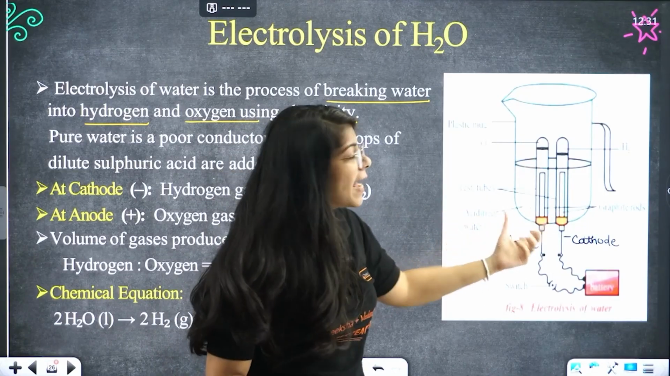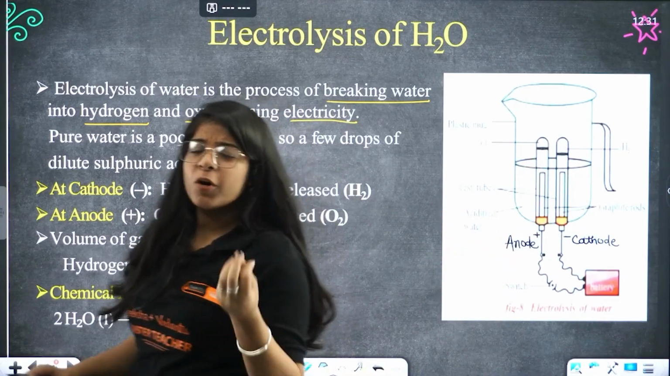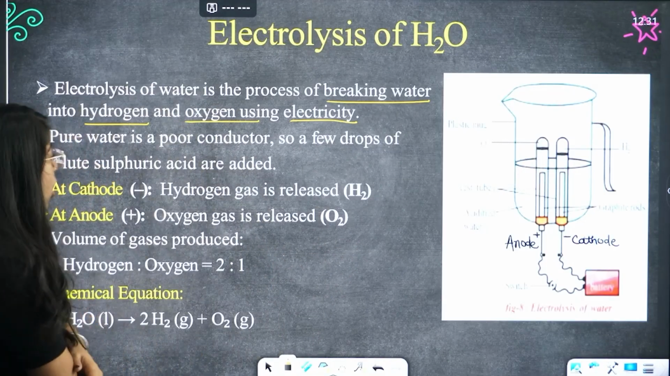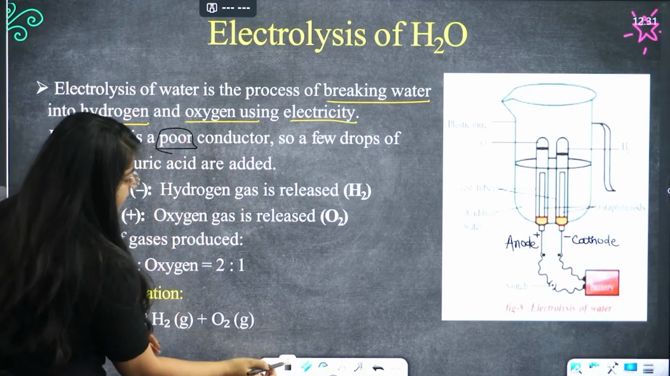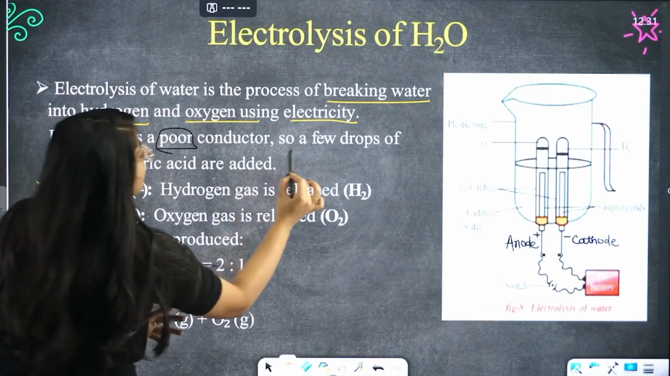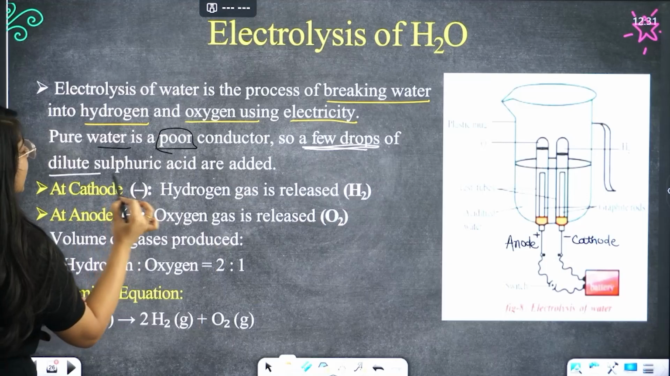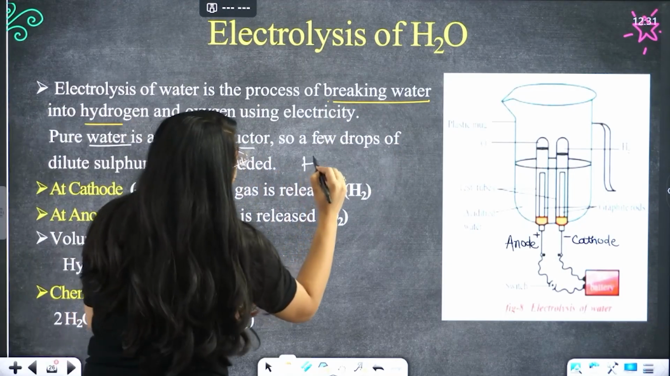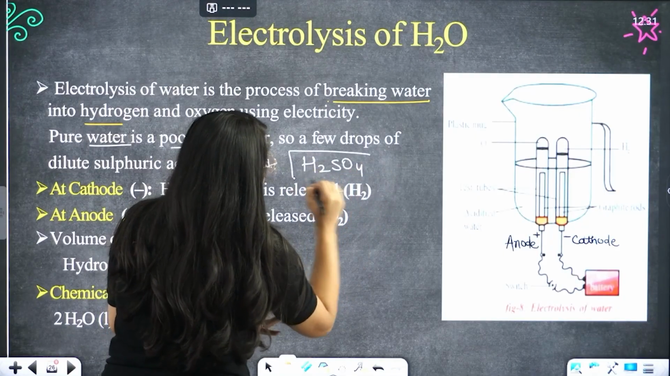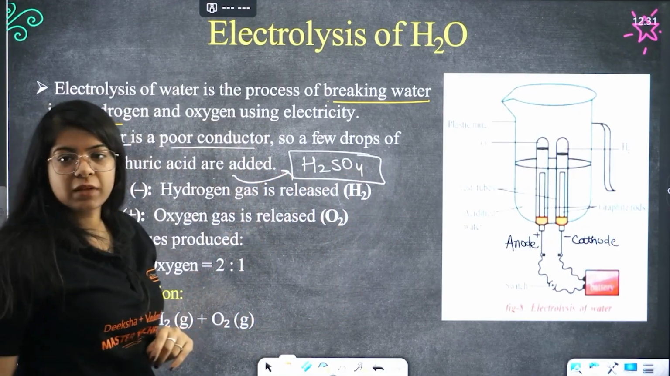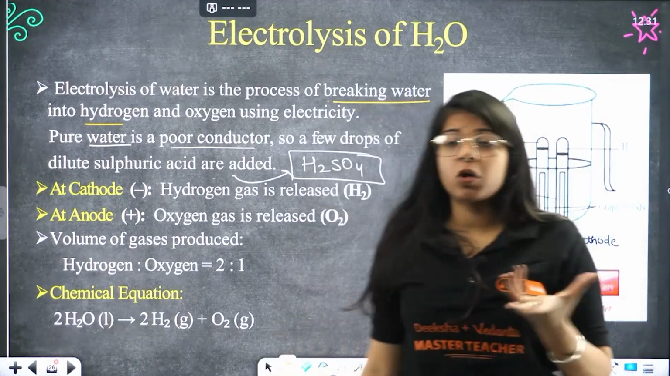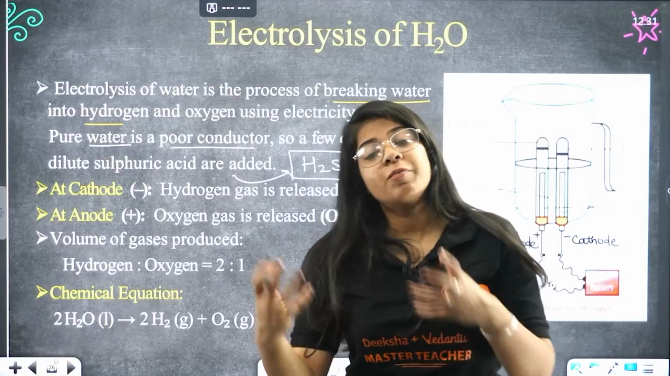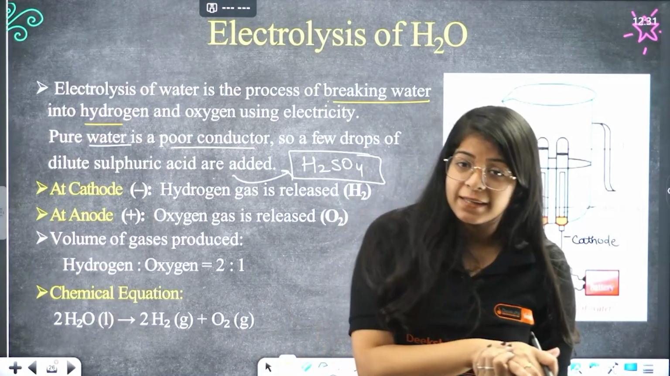Now this is acidified water. We put a little bit of acid because pure water is a poor conductor of electricity. That is why we put a few drops of sulfuric acid. What is sulfuric acid, my friend? Sulfuric acid is H2SO4. Understood? So pure water is not conducting, but we need electricity, so we put a few drops of sulfuric acid inside the water.